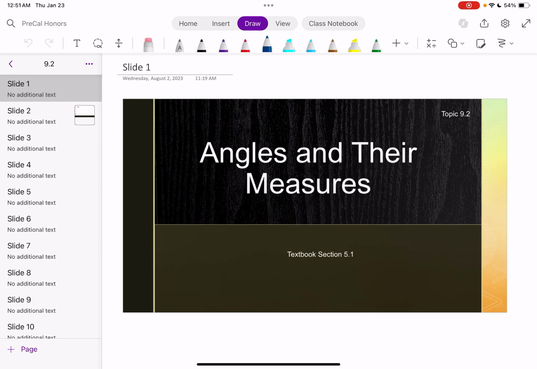Welcome to 9.2, Angles and Their Measures. Within this section, we are going to be taking a look at how to determine an angle, how to draw those angles properly, as well as how to determine the measures, not only as degrees, but also as radians.